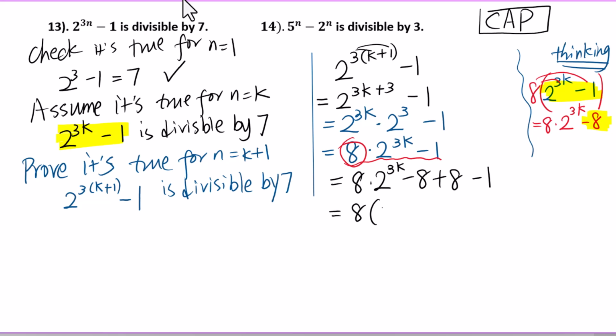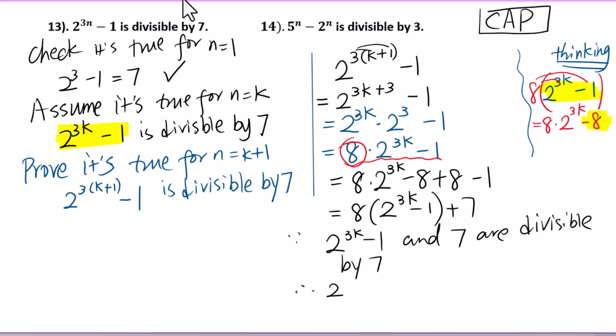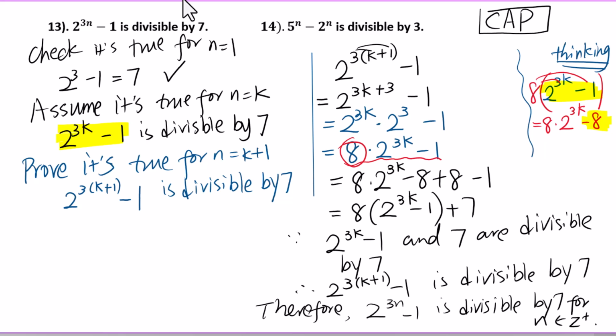Take 8 out. We got 8 times 2 to the 3k power minus 1 plus 7. Because 2 to the 3k power minus 1 and 7 are divisible by 7, 2 to the power of 3 times k plus 1 minus 1 is divisible by 7. Therefore, 2 to the 3n power minus 1 is divisible by 7 for n a positive integer.